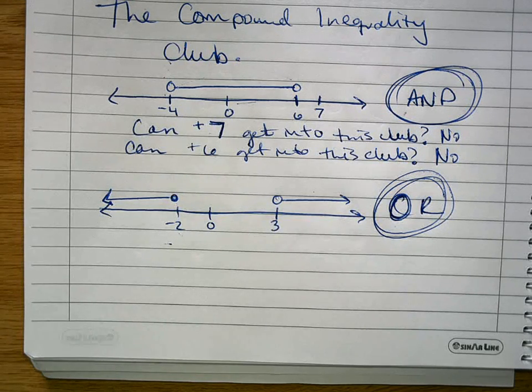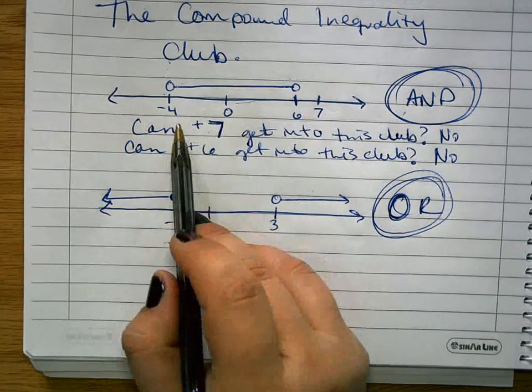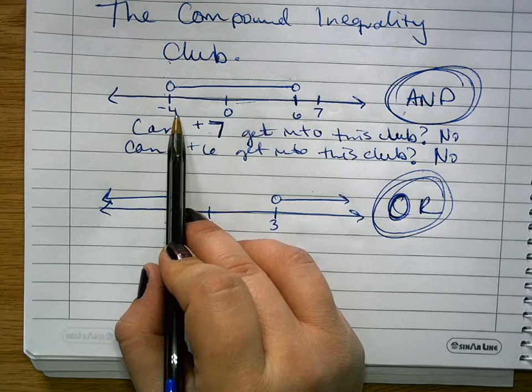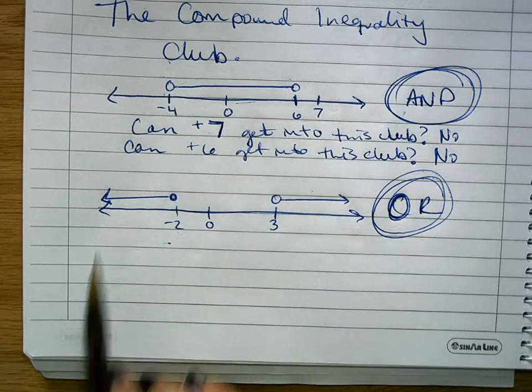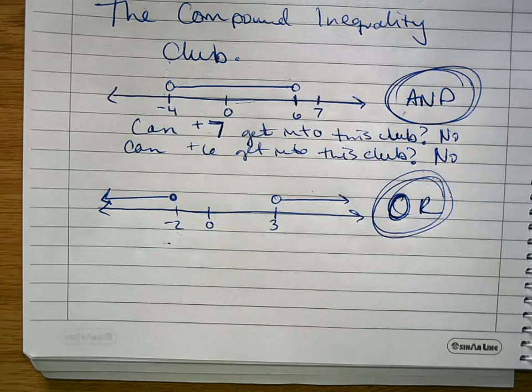So we see that in the compound inequality, and just because a number satisfies one of the inequalities, it has to satisfy both at the same time. Let's look at the or.